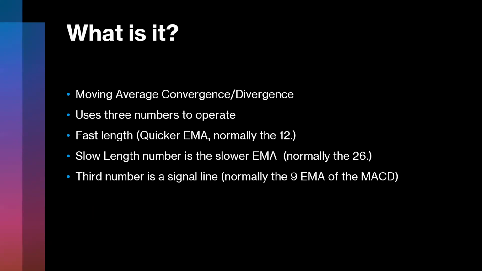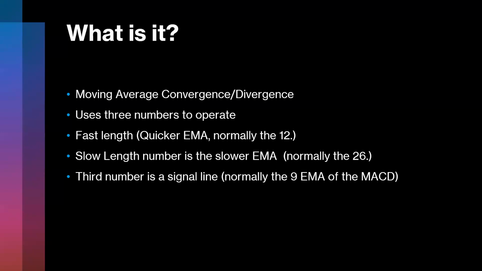So MACD, what is it? It's moving average convergence divergence. Okay, so basically it's just a convergence of two moving averages or a divergence of two moving averages. Okay, it uses three numbers to operate. You have two EMAs that it takes the difference of. That is your first line. Okay, and then you have a signal line, which is usually a 9 EMA.